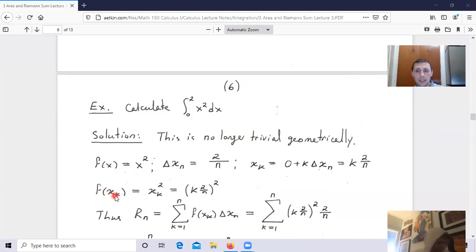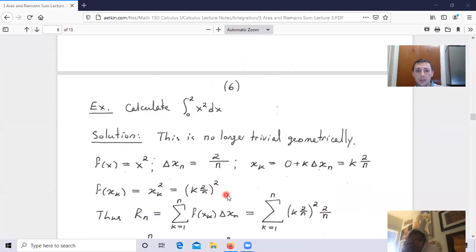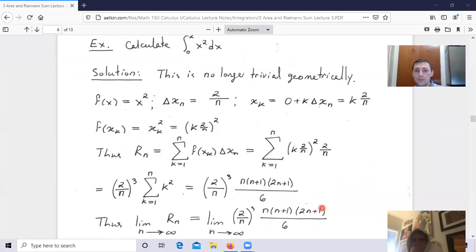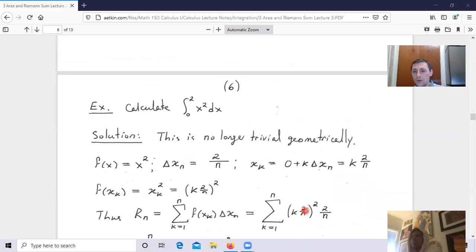So what you get is k multiplied by 2 over n, squared. That's going to be your xk squared. And you add this thing up. So it's the altitude, k times 2 over n squared, times 2 over n. Right? Now what you can do, you can take 2 over n squared and multiply it by 2 over n. You have 2 over n cubed. And you can factor it out.